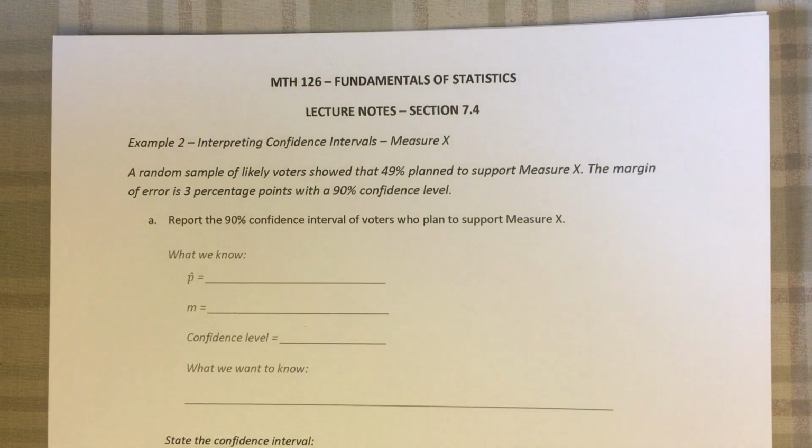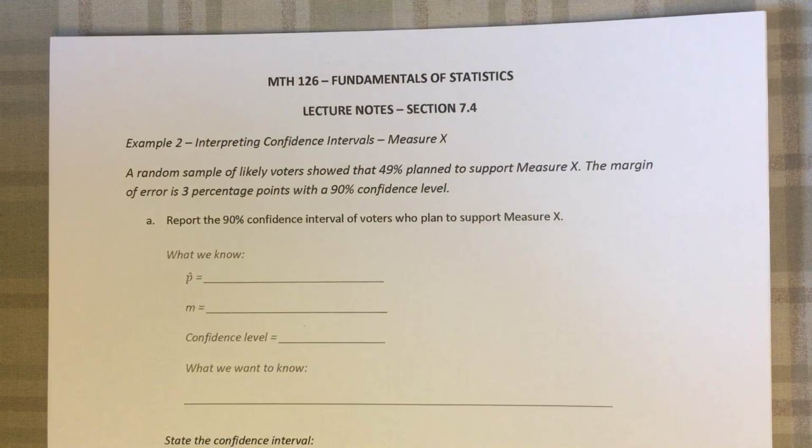All right, let's work through another example. Again, we're going to focus on our interpretation, and then we're also going to see another type of question that can be asked. So in addition to our interpretation, we may be asked some sort of additional question or be asked for some additional information after we finish the problem. So a random sample of likely voters showed that 49% plan to support Measure X. The margin of error is 3 percentage points with a 90% confidence level.